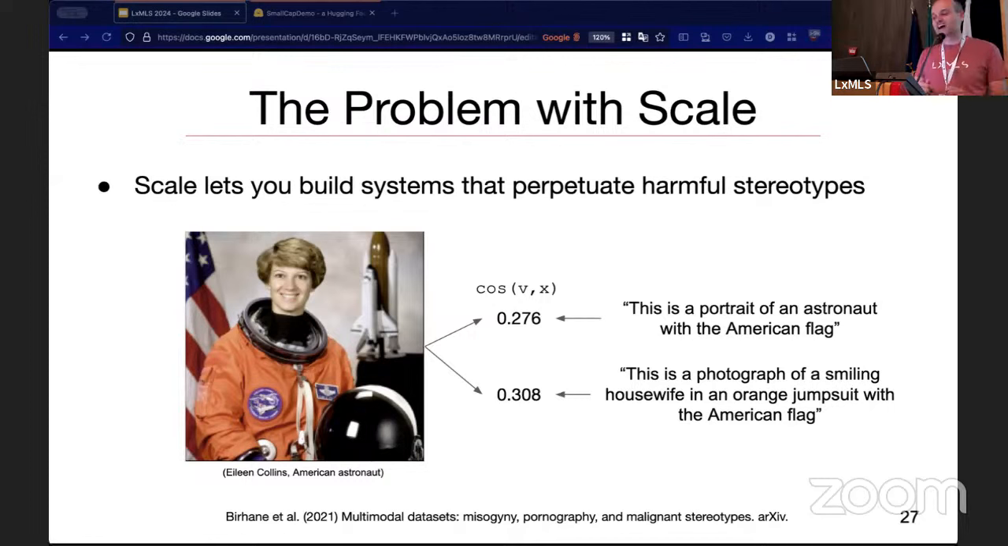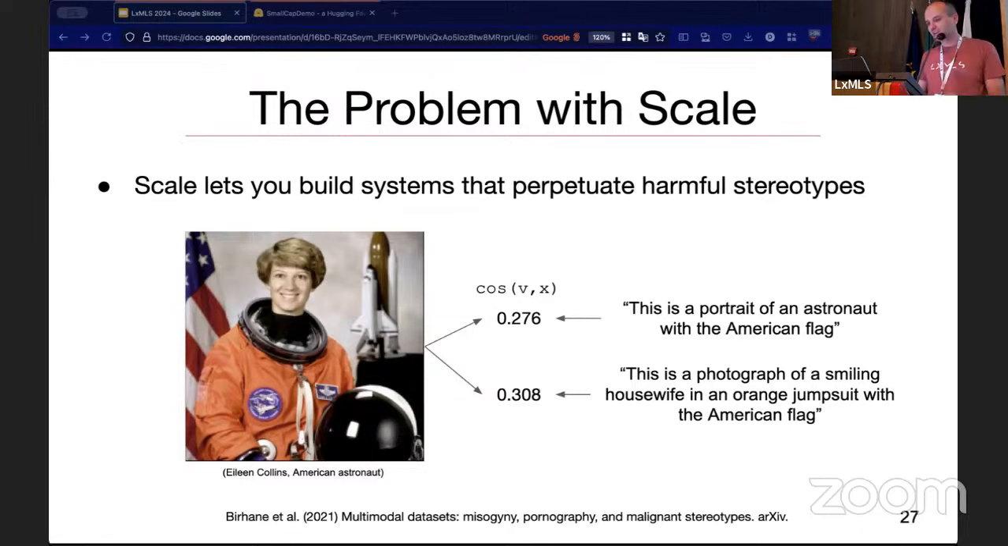This is an astronaut standing next to an American flag. CLIP thinks that this is less of a match than a caption that stereotypes this woman into being a housewife in an orange jumpsuit, as if anybody would wear this orange jumpsuit in the household.